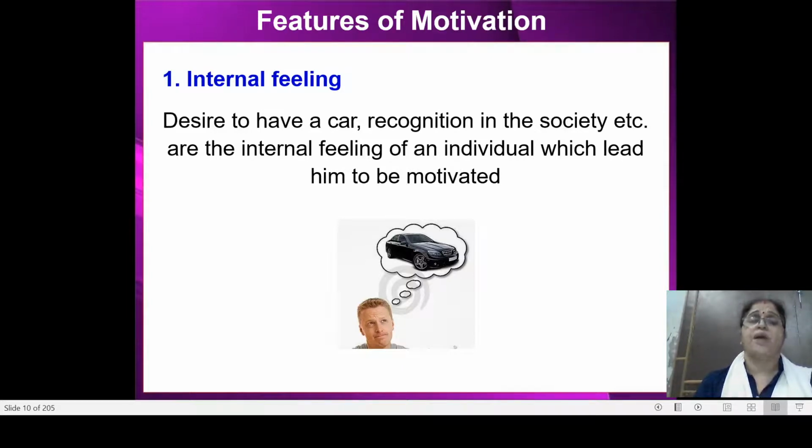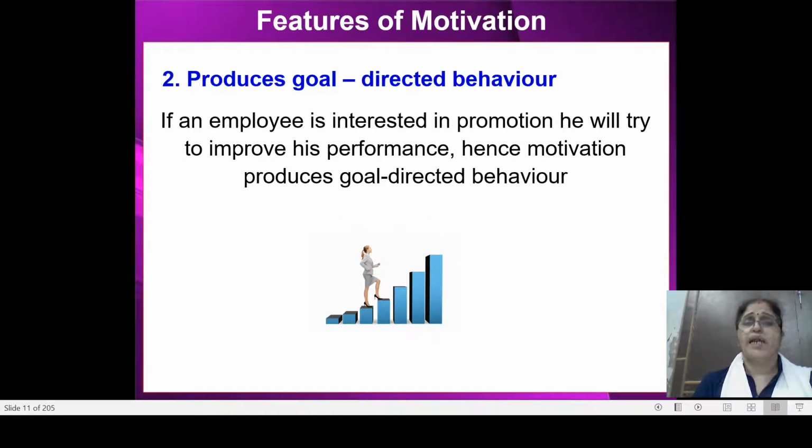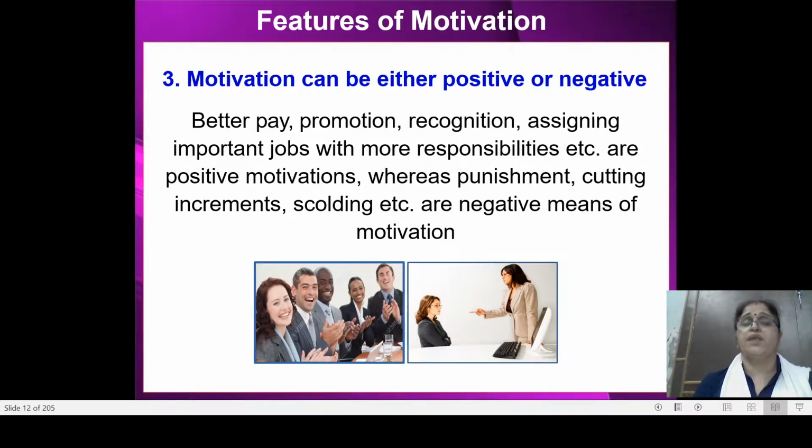How can I complete my desire? How can I arrange my funds, my working, to get the car and complete my desire? So it is the internal feeling. Second is that it produces goal directed behavior. If an employee is interested in promotion, he or she will try to improve performance. So hence motivation produces goal oriented behavior. By motivation, employees always want to reach the highest level, so that's why they improve their performance, get directed behavior and produce their achievement.